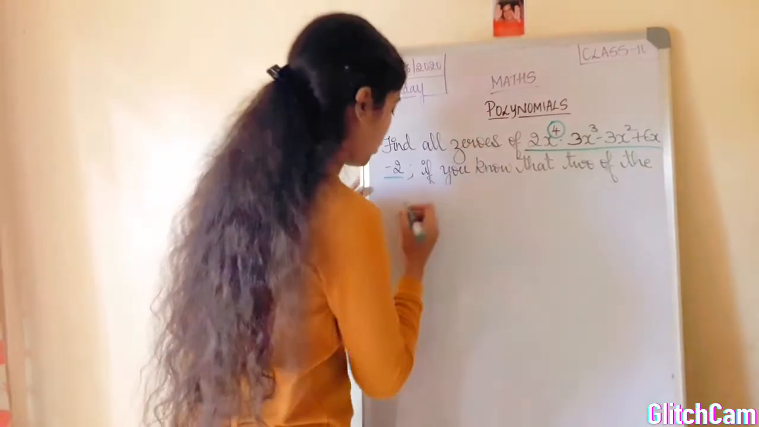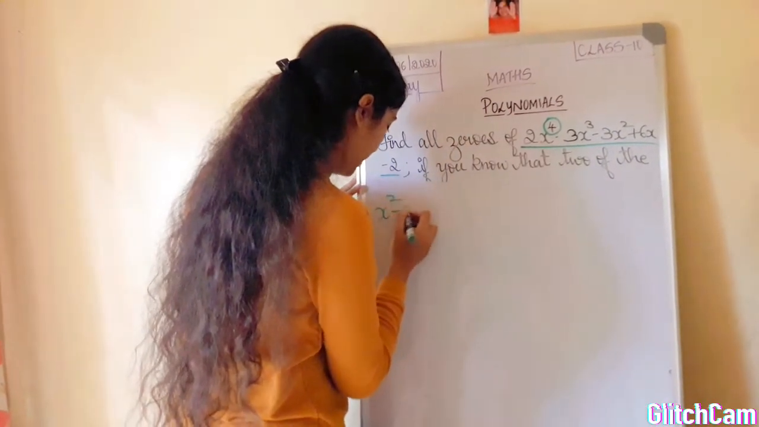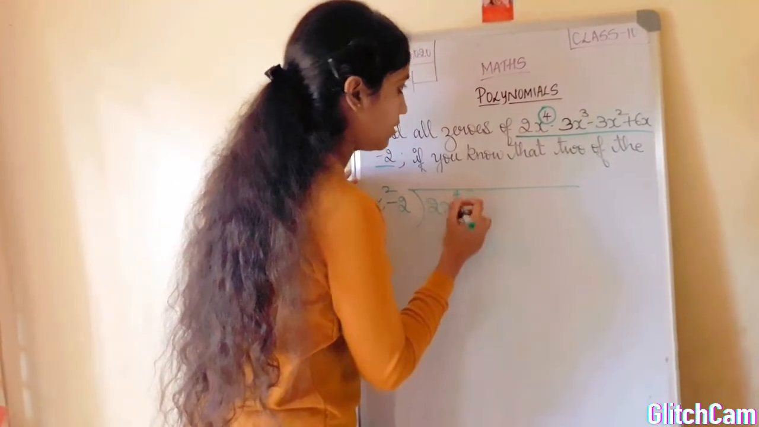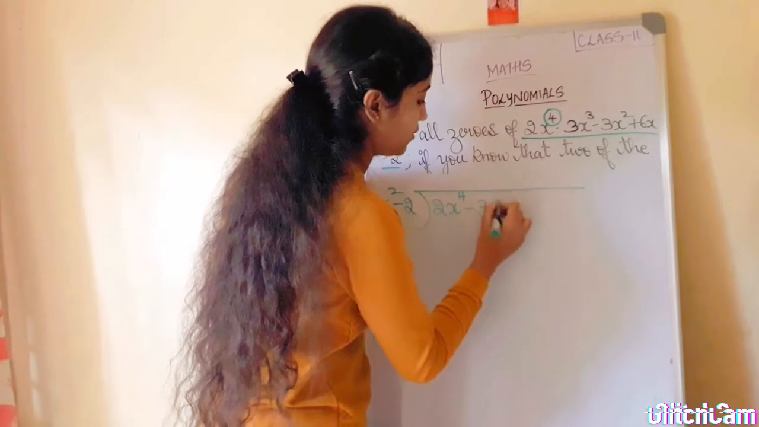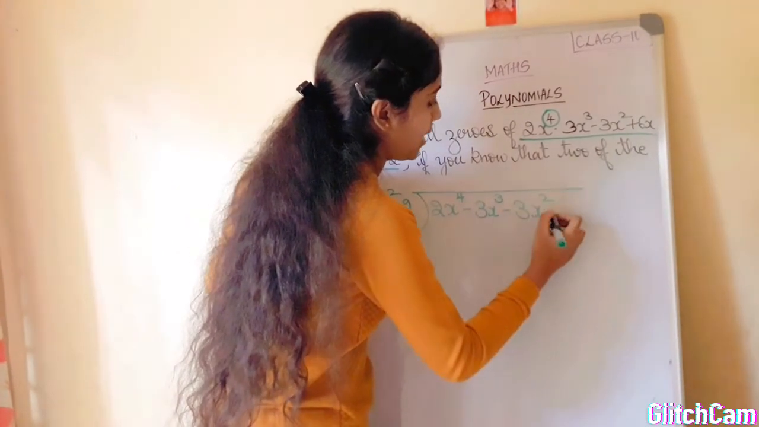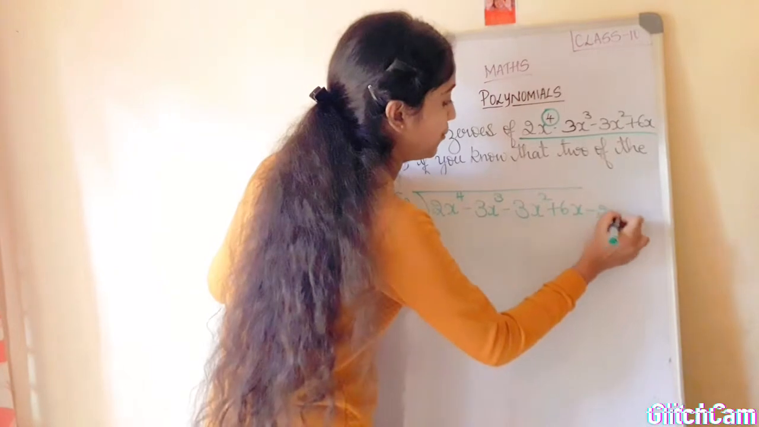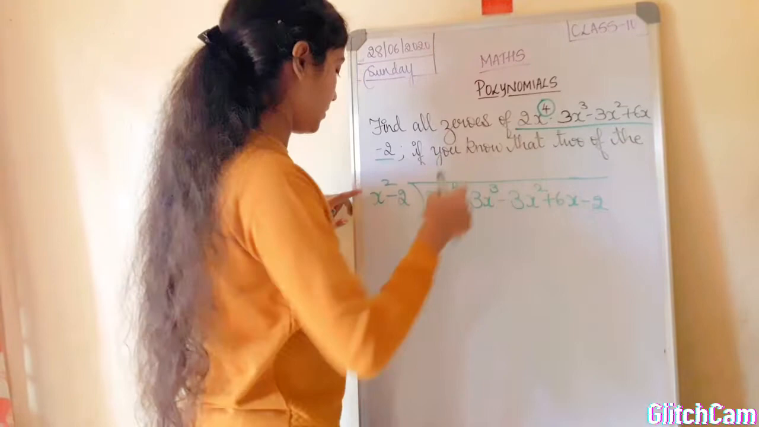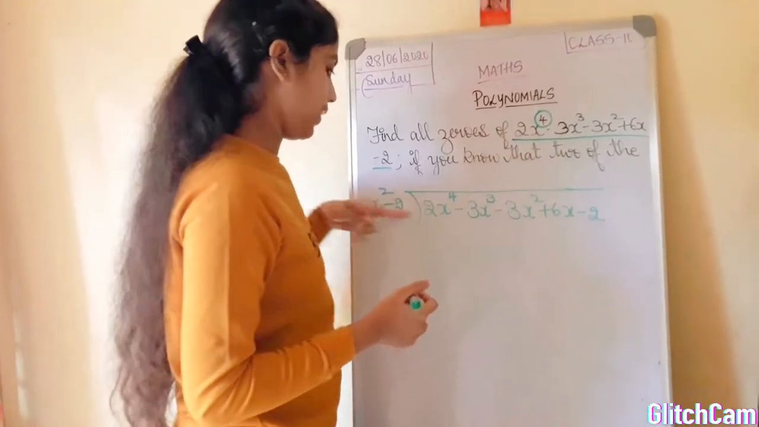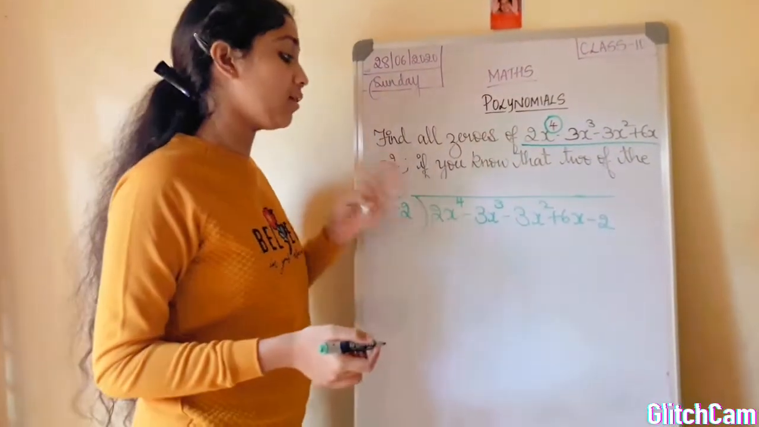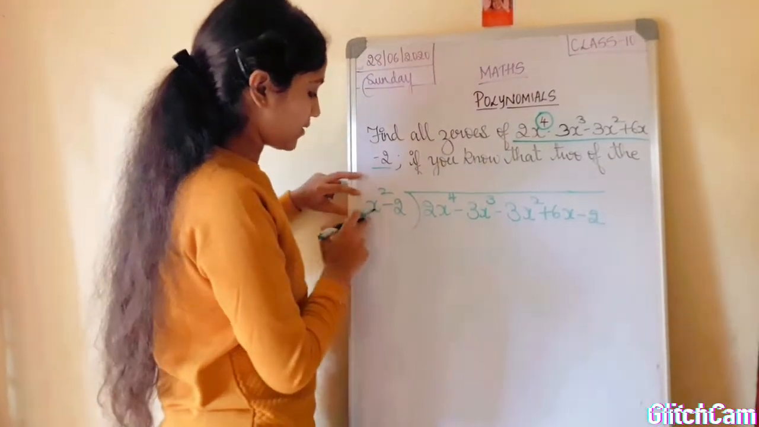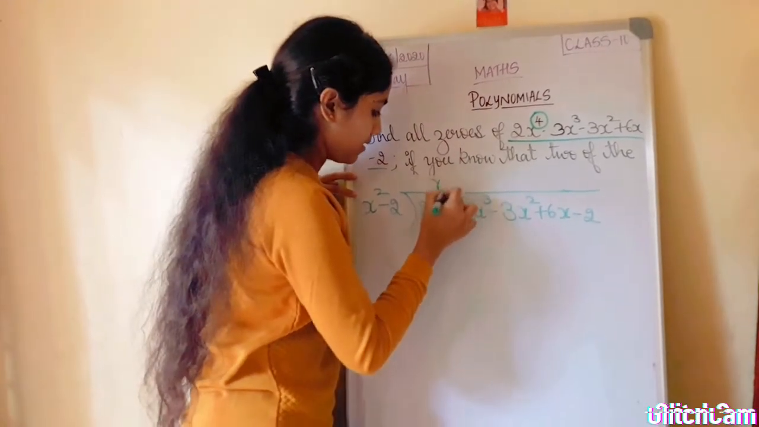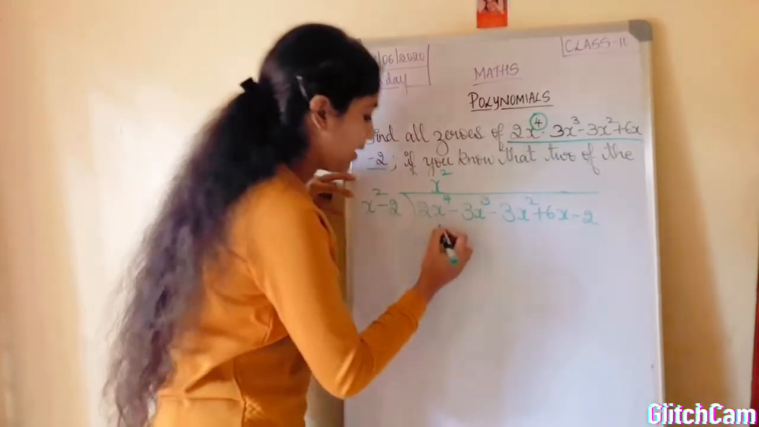x square minus 2, 2x power 4 minus 3x cube minus 3x square plus 6x minus 2. Okay, so now I don't have place over here, so I'll write the quotient above that. Now x square, just follow the same long division method. So now you have x square and you have x power 4. So 2 and you have 4. So x square into x square, x power 4.